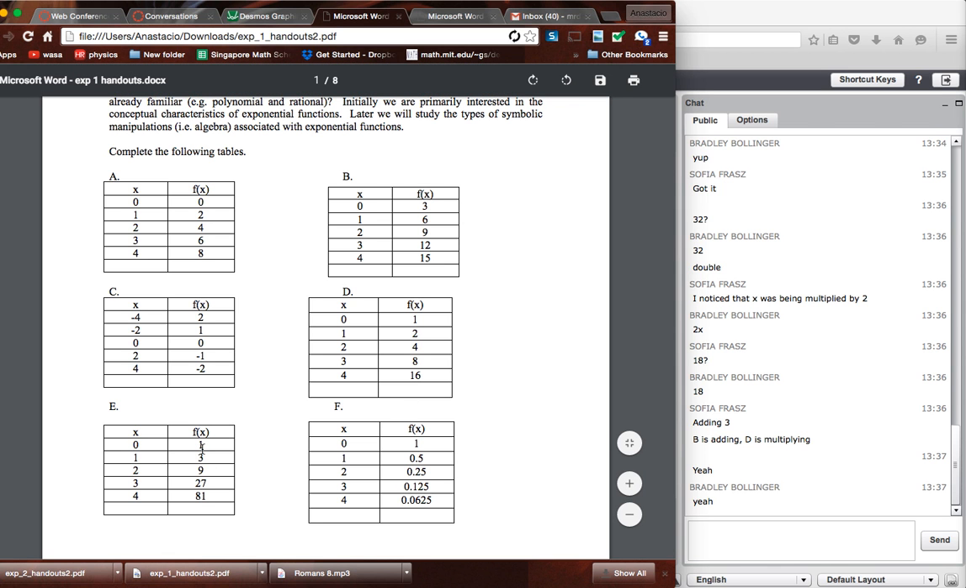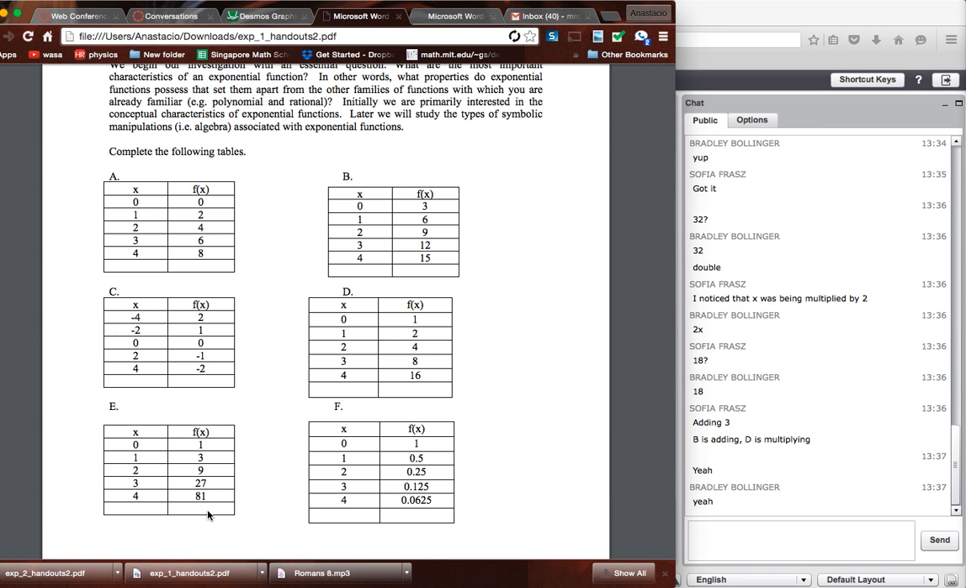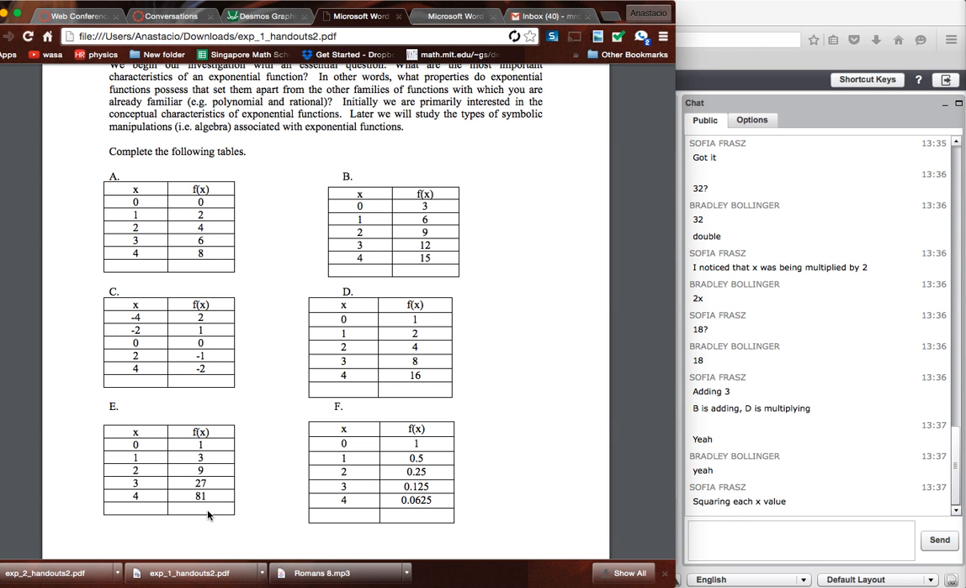What about this one? How's about this? 1, 3, 9, 27, 81. This one's a pretty tough one. You're going to need a calculator for that. Actually, no. Let's see. Do I need a calculator? Yeah, I don't know how to do that in my head.